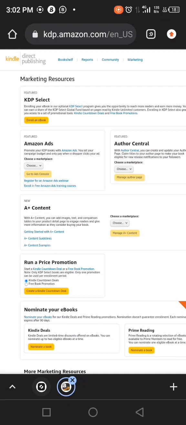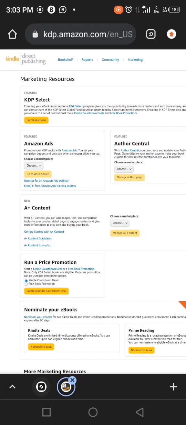A+ content. With A+ content, you can add images, text, and comparison tables to your product detail page to engage the readers and give more information as they consider buying your book, okay? You have to try as much as possible to stand out of the crowd, okay? There are millions of writers and authors on Amazon, and you have to make sure you do everything possible to stand out from the crowd, okay?